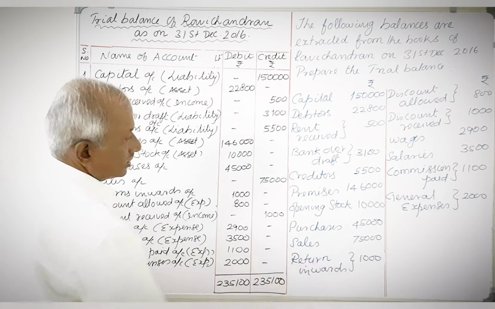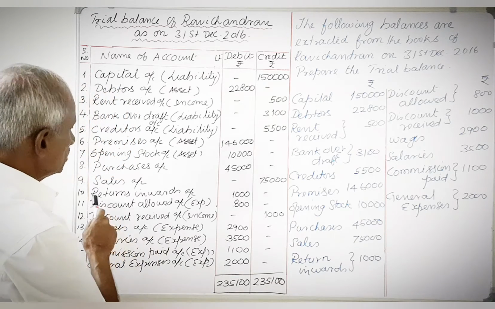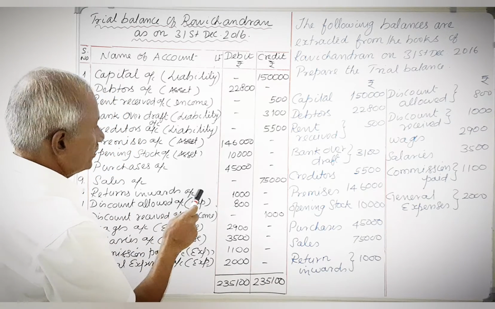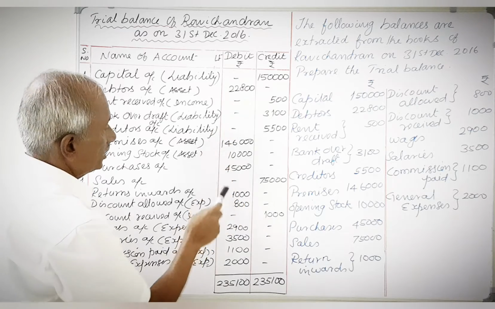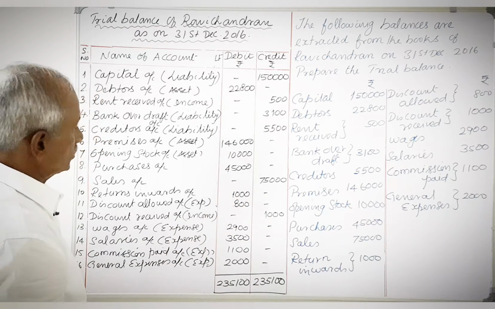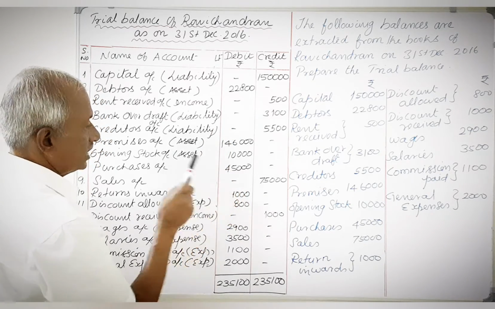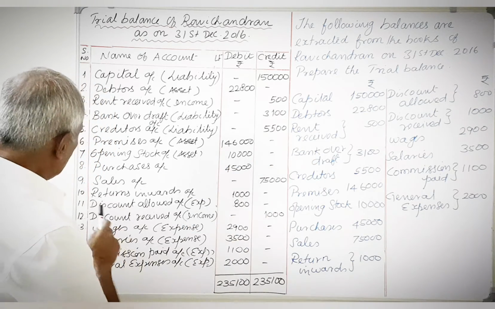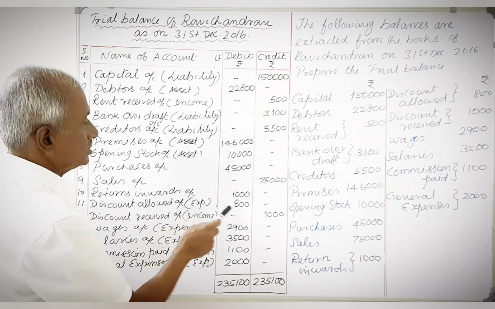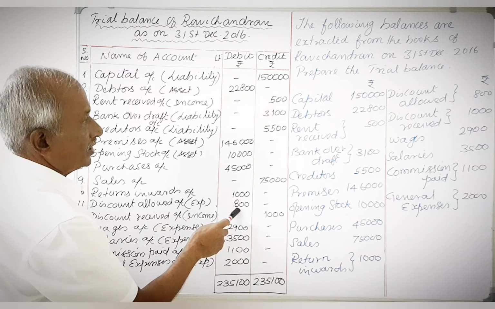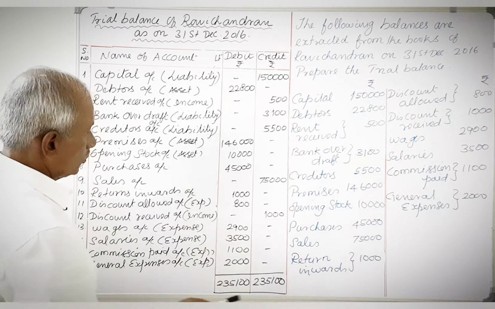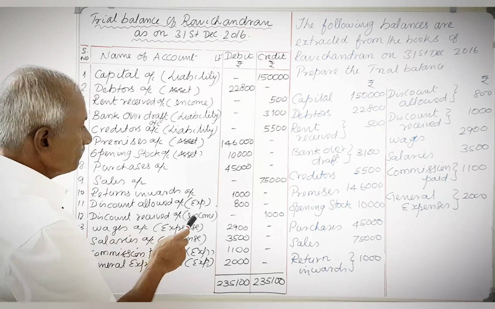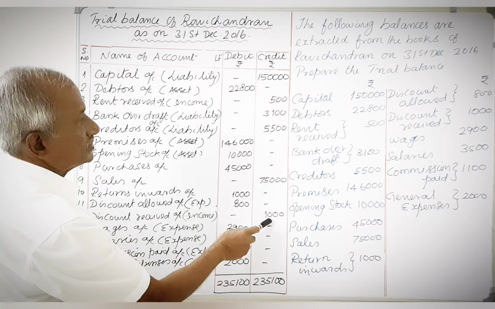Returns inwards 1,000. Now this is sales returns. So returns inwards account, debit side of the trial balance 1,000, because sales is credit. So sales returns is always debit. Then discount allowed. Discount allowed is an expense. Debit side of the trial balance 800. Discount received 1,000. It's an income. So credit side of the trial balance 1,000.